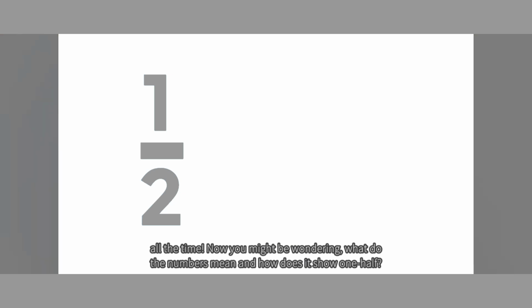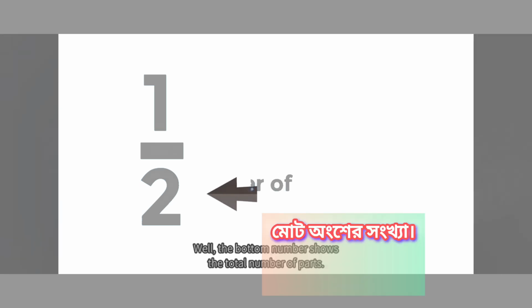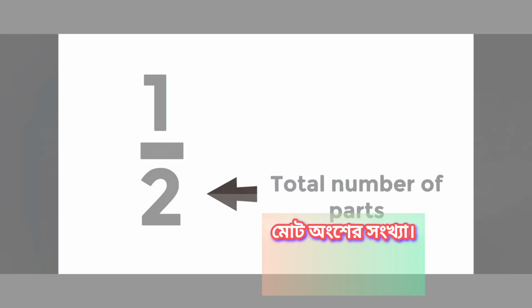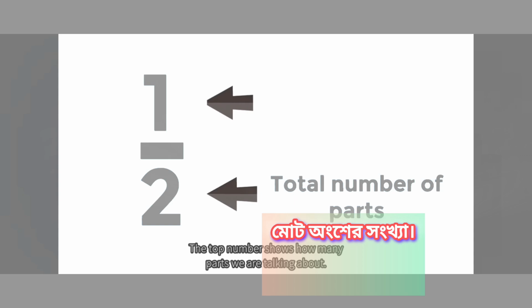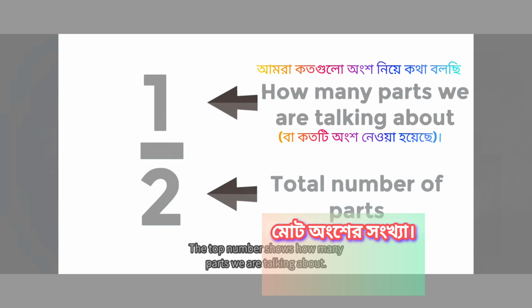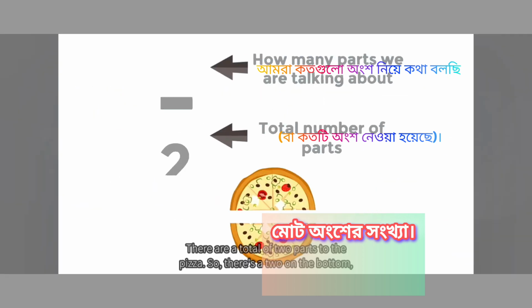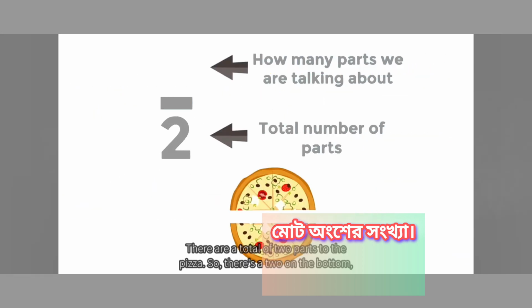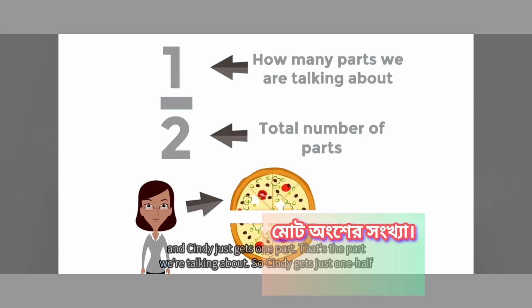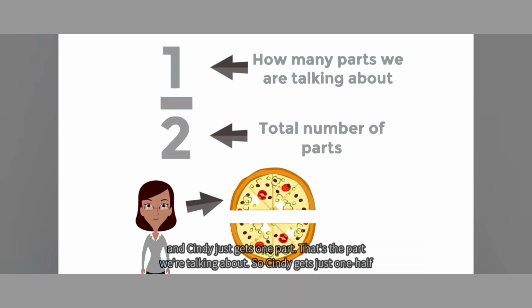Now you might be wondering, what do the numbers mean and how does it show 1/2? Well, the bottom number shows the total number of parts. The top number shows how many parts we are talking about. Pretty simple. Let's go back to our example. There are a total of 2 parts to the pizza. So there's a 2 on the bottom, and Cindy just gets 1 part. That's the part we're talking about. So Cindy gets just 1/2 of the pizza. She doesn't get the whole thing. She gets just 1 part.